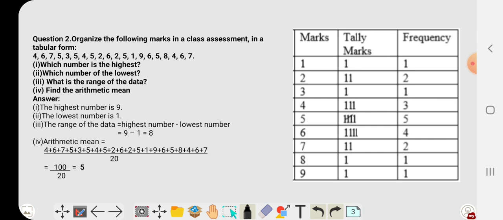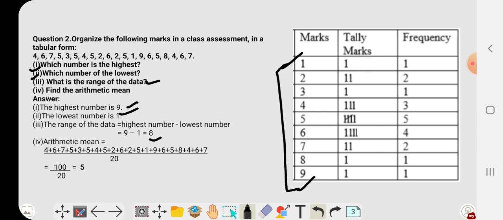First question is, which number is the highest? Out of these numbers, which one is highest? 9. Yes. Now which number is the lowest? You can see the lowest number is 1. So yes, 1 is the lowest number. Now the range of data they are asking. What is the range of data? Range means highest number minus lowest number, meaning 9 minus 1 is equal to 8. This is the range.